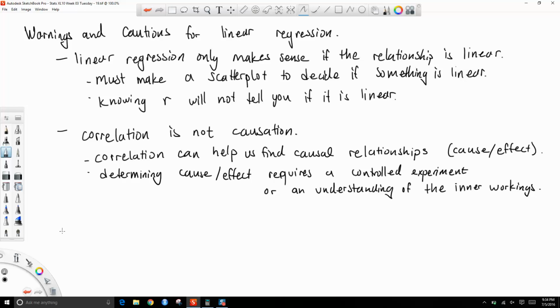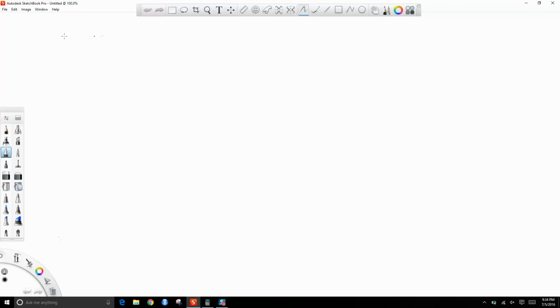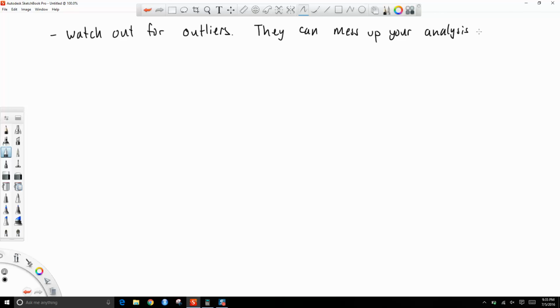The next one is worth its own theme. Watch out for outliers. They can really mess things up. They can mess up your analysis. Let's say we want to know, is there a relationship between shoe size and wealth? Is there a relationship between shoe size and wealth?